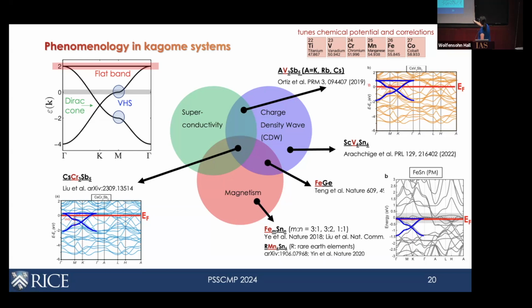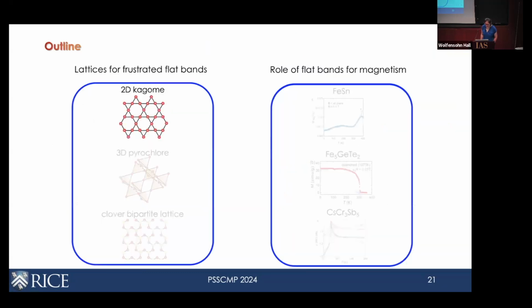And not only does this tune the chemical potential, but also this is a way to tune the electron correlations in these compounds as well. So I'm going to touch upon that a little bit later. So this is sort of an introduction of what's happening in the Kagome lattice field. Okay, so that's in 2D.